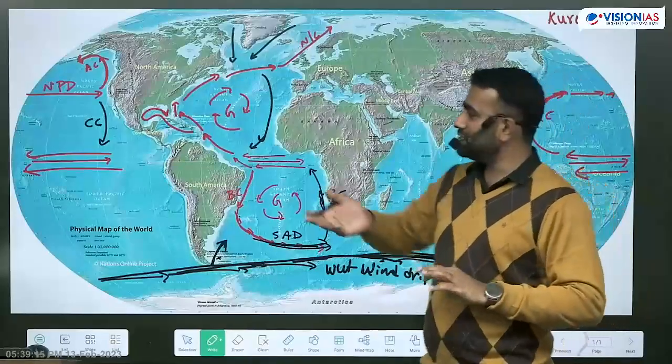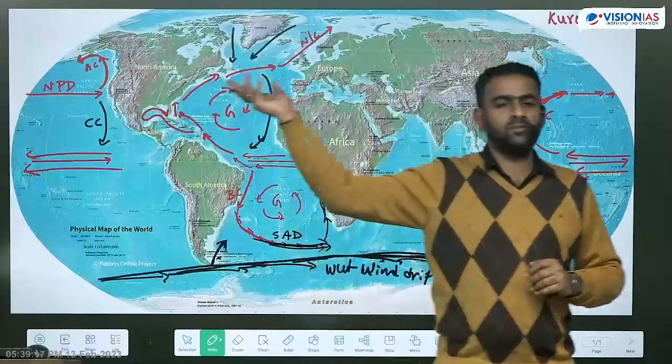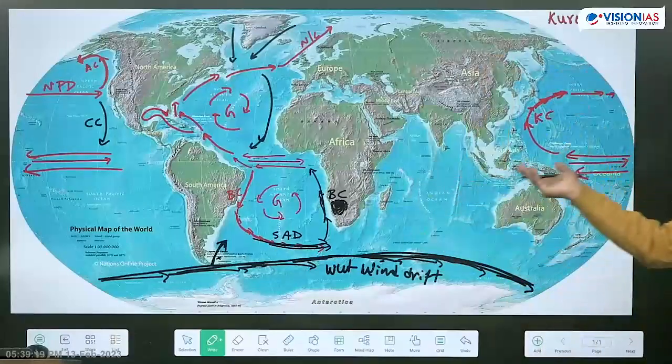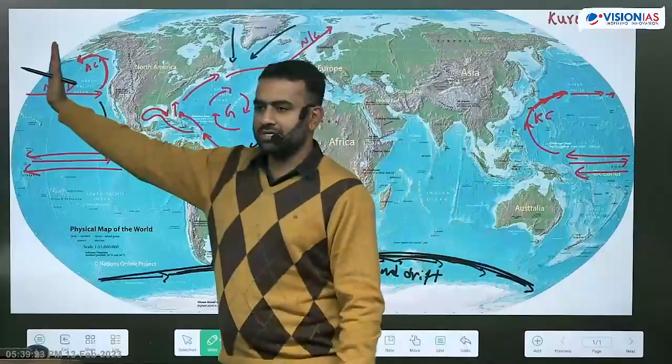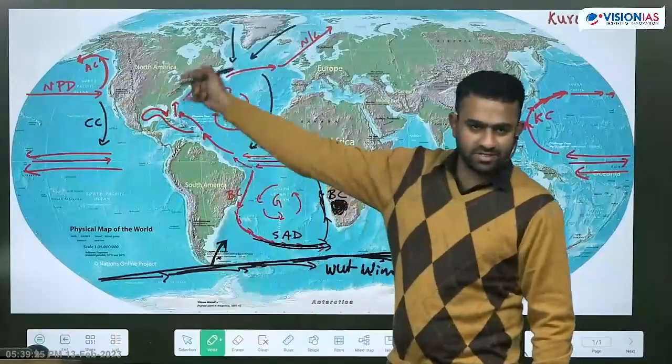So that is why this is also British climate. ये भी British climate ही है. Right? So British climate is cool temperate western margin. This was cool temperate western margin, right?